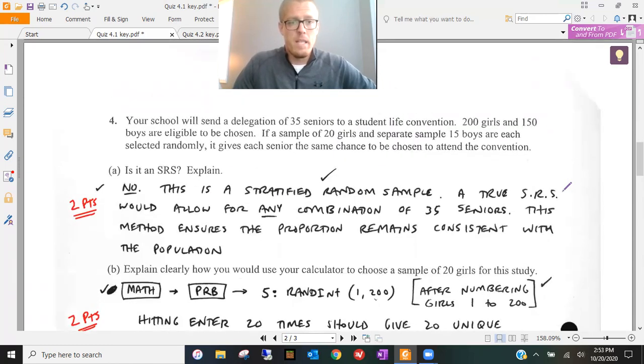All right, number 4. Is this an SRS? Your school will send a delegation of 35 seniors. 200 girls and 150 boys are eligible to be chosen. If a sample of 20 girls and a separate sample of 15 boys are each selected randomly, it gives each senior the same chance to be chosen. Is this an SRS? The answer is no. An SRS is defined as, in this case, any combination of 35 would have the same possibility of being selected.